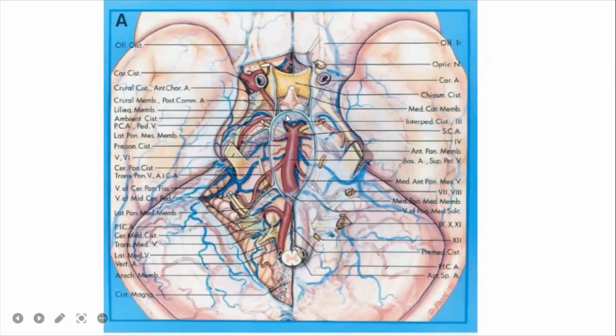The chiasmatic cistern posteriorly is separated from the interpeduncular cistern by a membrane called the Liliequist membrane, which divides into two membranes. The deep or dense membrane is the diencephalic membrane, whereas the thinner membrane is the mesencephalic membrane. As we can see, this structure is the mesencephalic membrane, whereas this one is the diencephalic membrane. The diencephalic membrane separates the chiasmatic cistern from the interpeduncular cistern, whereas the mesencephalic membrane separates the interpeduncular cistern from the prepontine cistern.